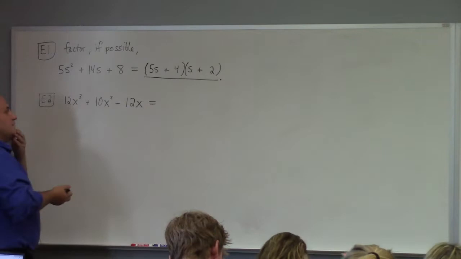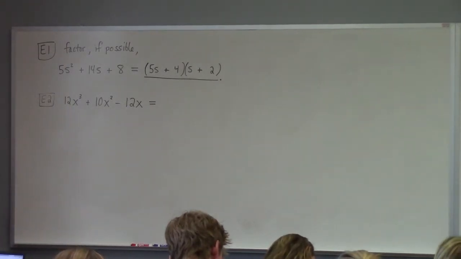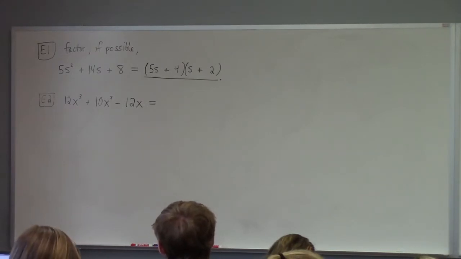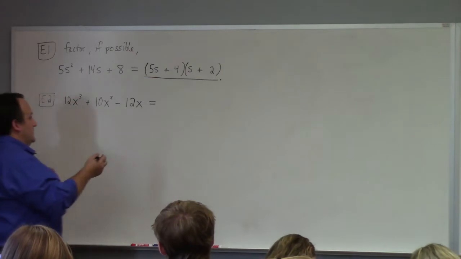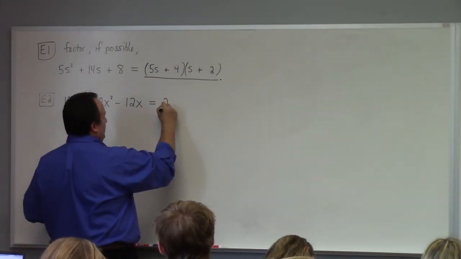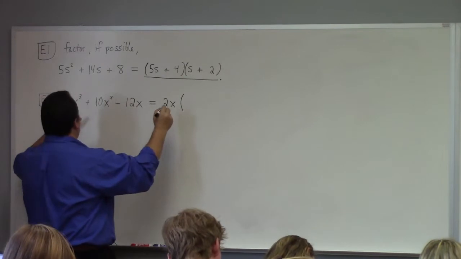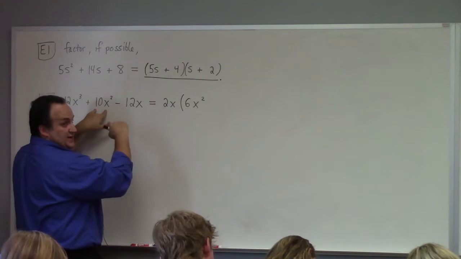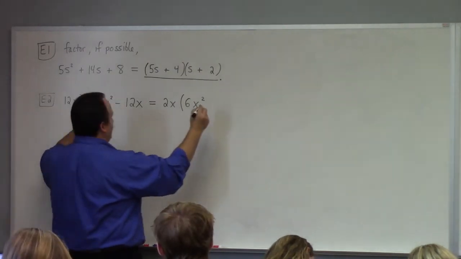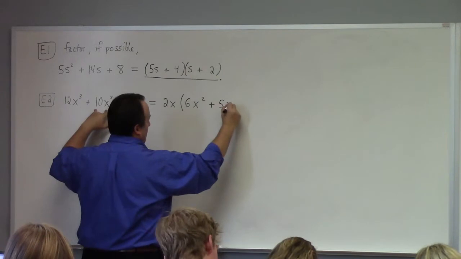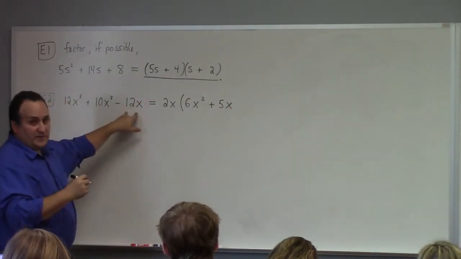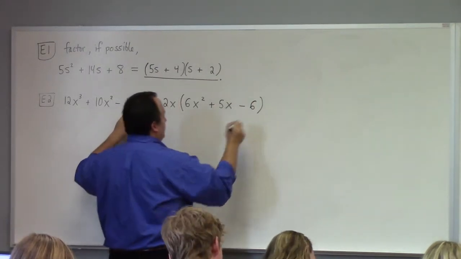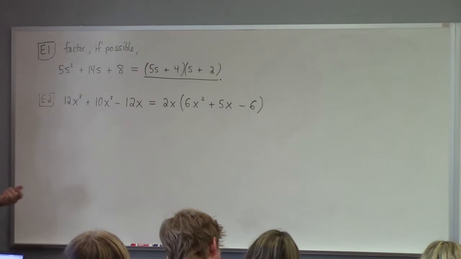So can you guys tell me anything we can factor out here? A 2? All right. A 2 and an x. All right, so let's try that out. 2x. If we factor out 2x, what's left? 6x squared, right? If I take 2x out of 10x squared, I have left 5x. And if I take 2x out of minus 12x, I've got negative 6. Very good.